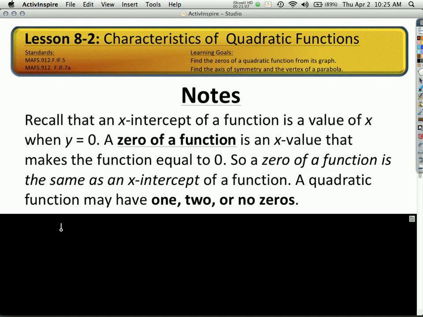This also has another name. It's called the zero of a function. The zero of a function is the same thing as an x-intercept. Two different terms for the same thing. You need to know both of them. A quadratic function could have 1, 2, or none. And I'm going to show you how that's possible.